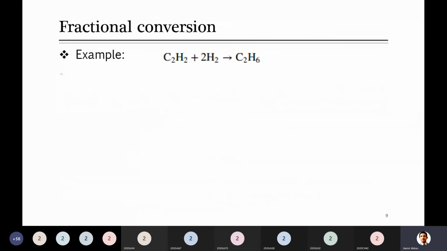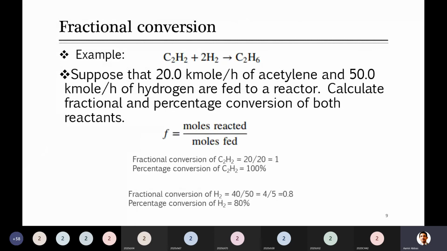No, you are linking two different concepts. Listen, this is about conversion. 80% is converted and 20% is left over. Hello, are you here? Yes sir, yes sir.